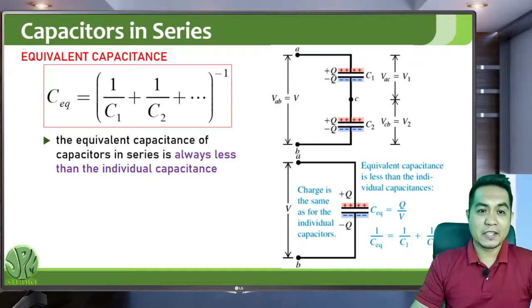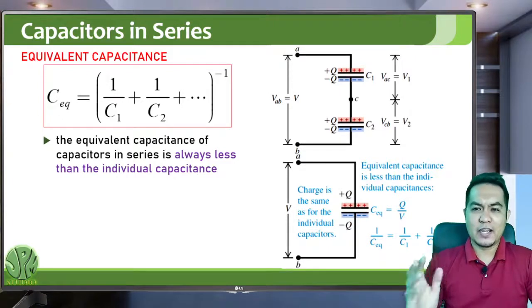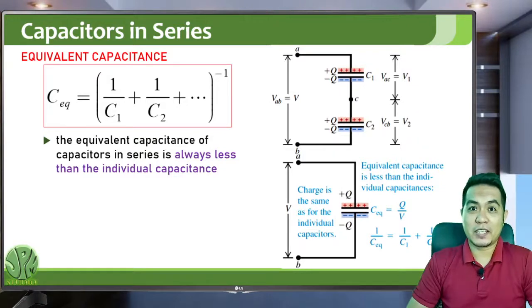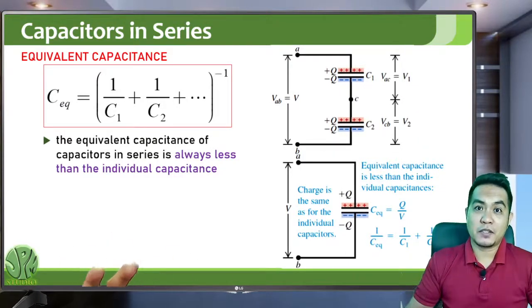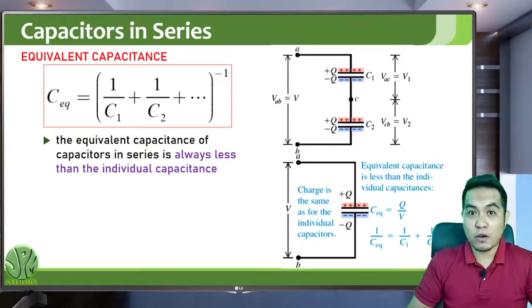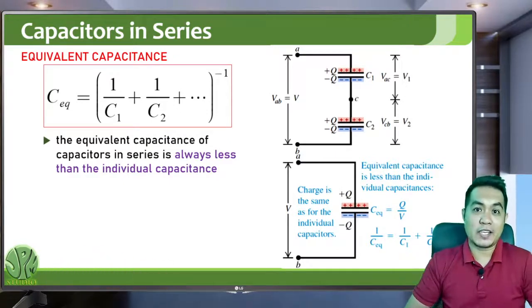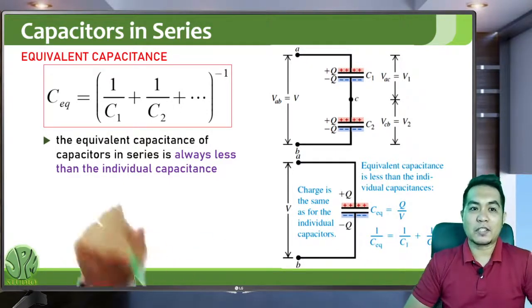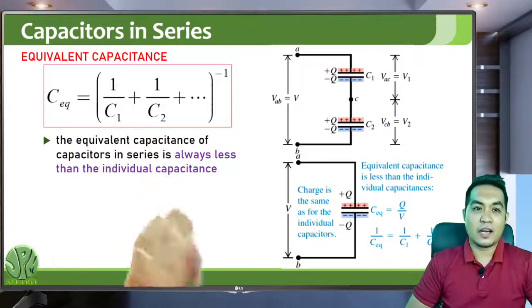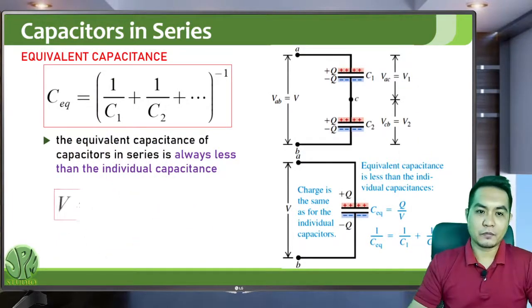The equivalent capacitance of capacitors in series is always less than the individual capacitances. So this is the purpose of connecting capacitors in series. For instance, you have two large capacitors and you need a smaller capacitor. In order to have a smaller capacitance, you connect the two in series so that it results in a smaller equivalent capacitance.